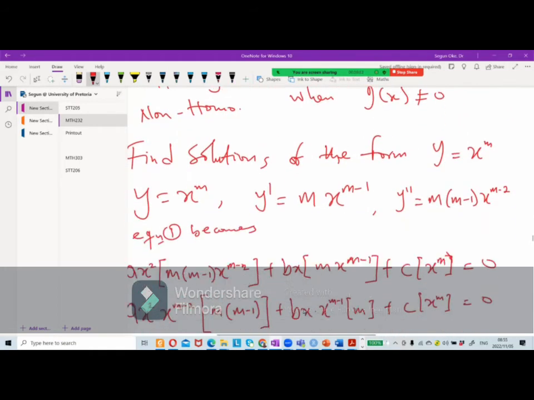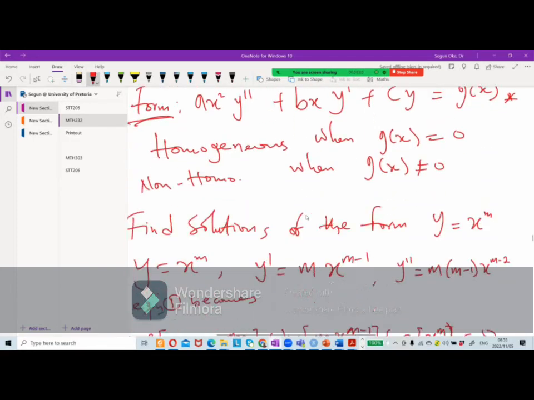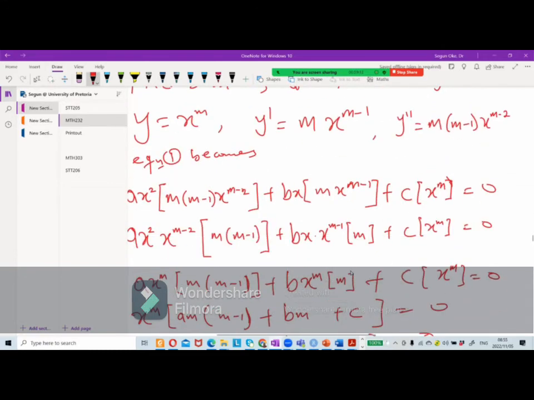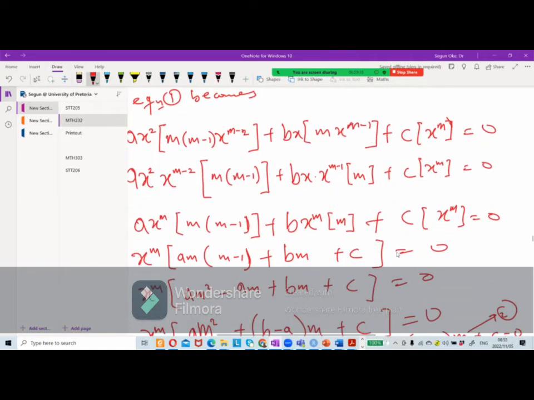They now said, okay, let's represent them. Let y equal x raised to power m. Then differentiate your y. y prime will be m x to this, y prime prime will be this. Then substitute it into your equation. When you substitute them, what do you have? You have all this. Open the brackets. Just mark them one by one.